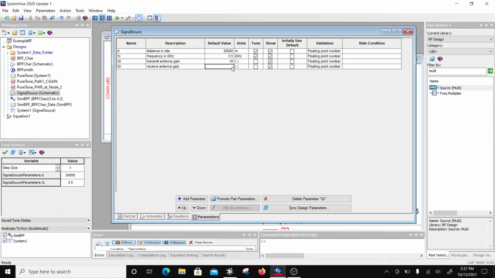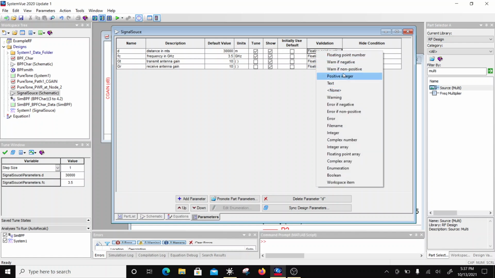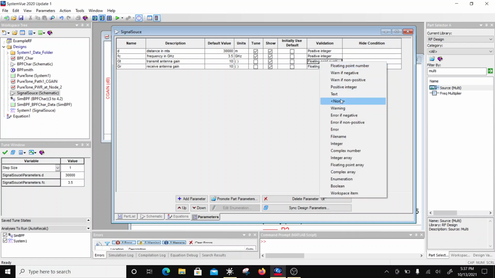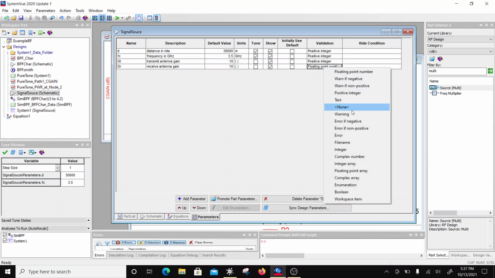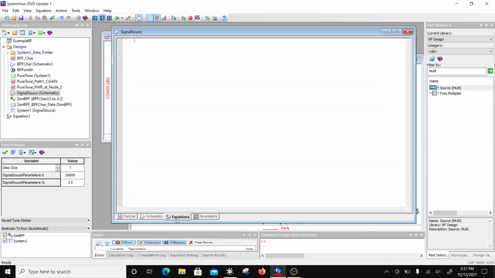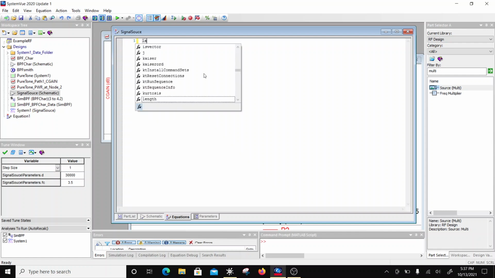Right, and that also I put as 10 dB, and all these numbers I'm going to put as positive integers, though there is no restriction on a floating point number, but I'm going to do that. Now I have also inserted equation tab, and here I'm going to define path loss. So first I'm going to define lambda.